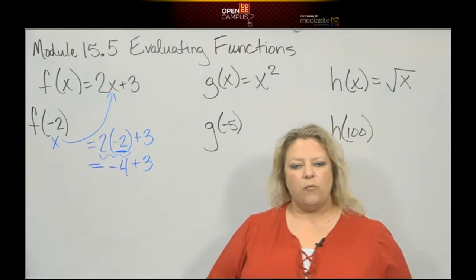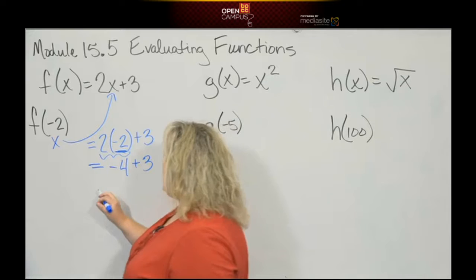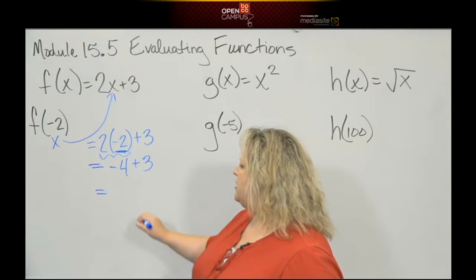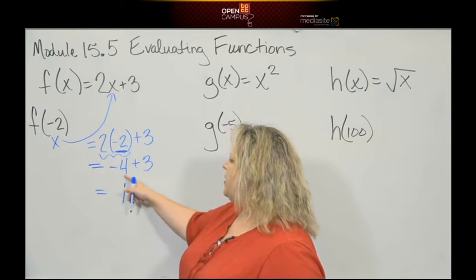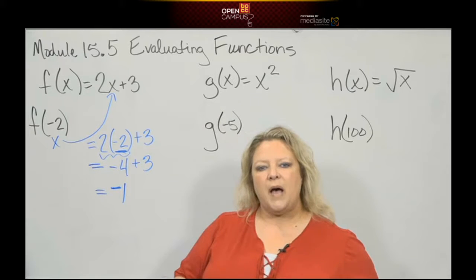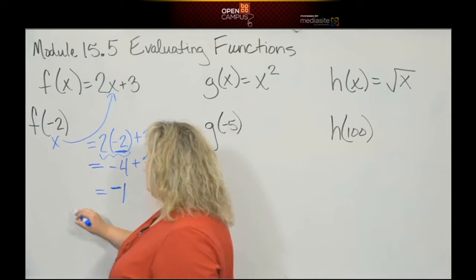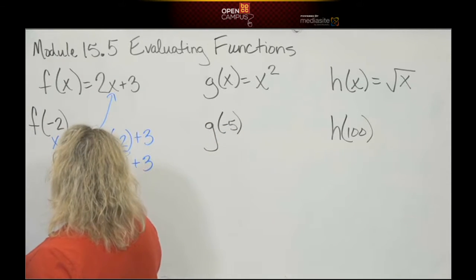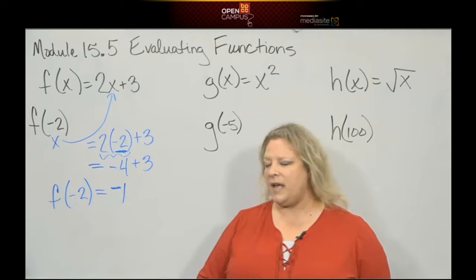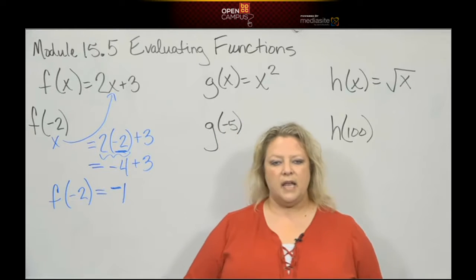So now I have one step left, negative 4 plus 3. Remembering your rules, when the signs are different, you subtract and take the sign of the bigger number. 4 is bigger, so my answer is negative 1. So my answer to this problem, when I evaluate that function, f of negative 2, the answer that I get is negative 1.